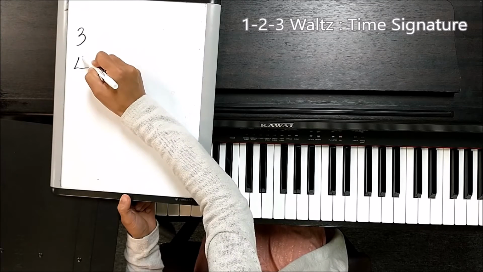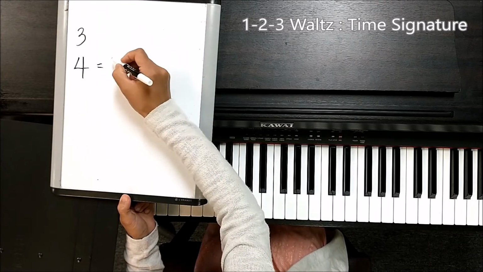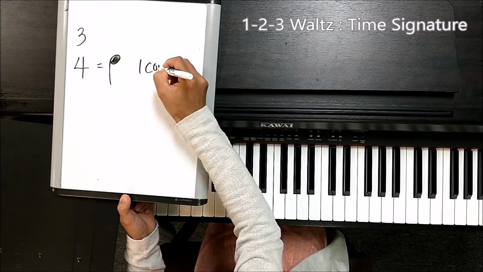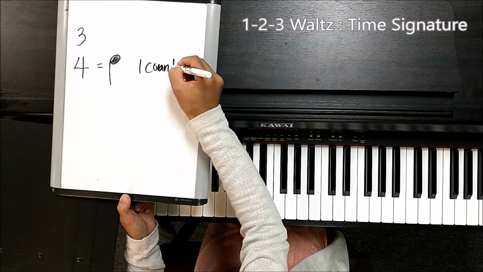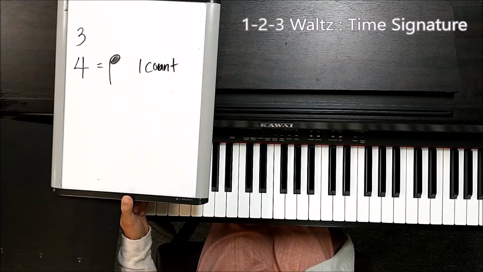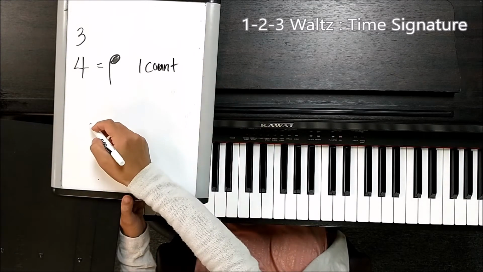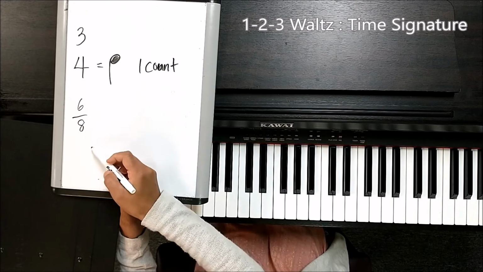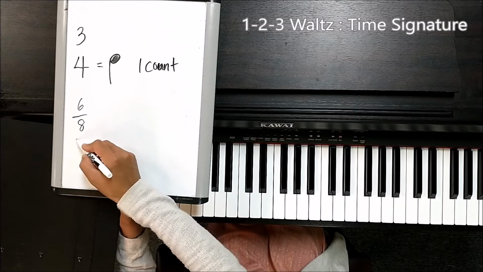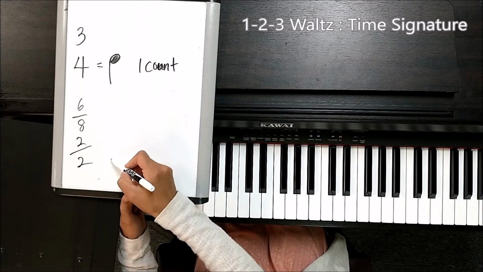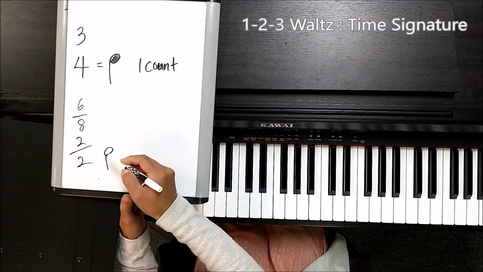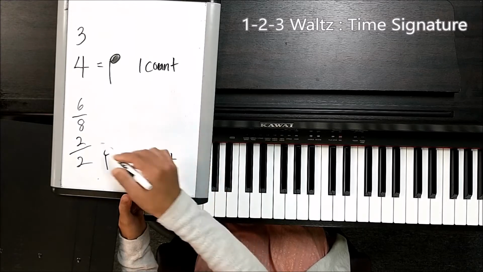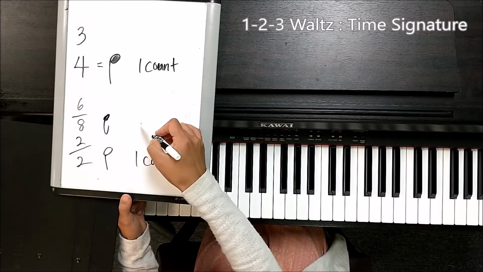The bottom number means quarter note gets one count. In the future, sometimes you may see 8 on the bottom, something like this, or something like this, 2 on the bottom. 2 means half note gets one count. 8 means eighth note gets one count.